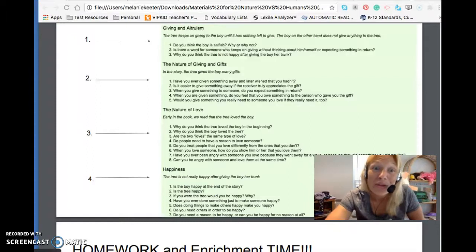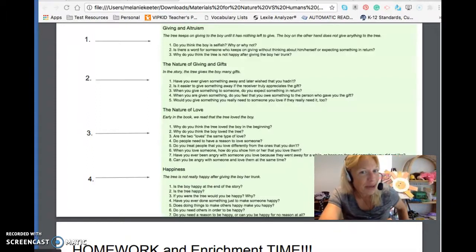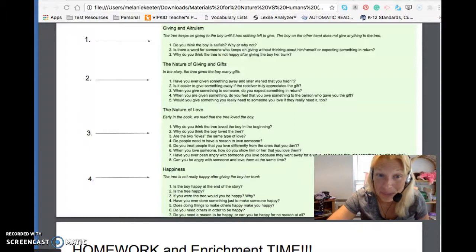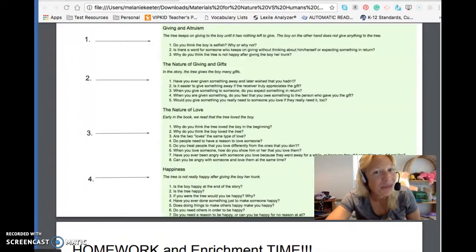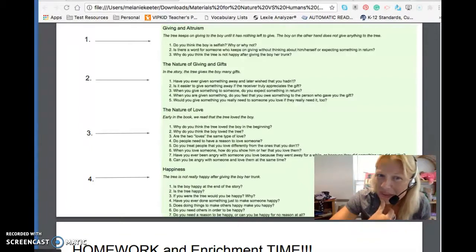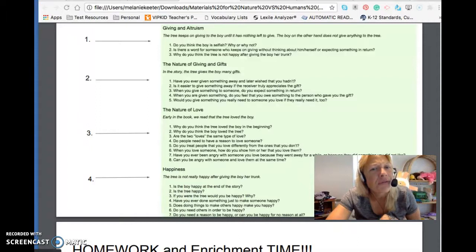Category 3, the nature of love. Early in the book, we read that the tree loved the boy. Here are your choices for the questions. Number 1, why do you think the tree loved the boy in the beginning? Number 2, why do you think the boy loved the tree? Number 3, are the 2 loves the same type of love?